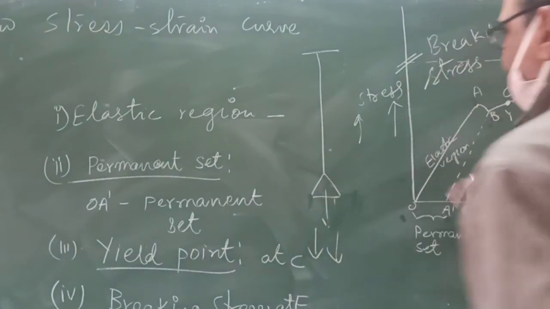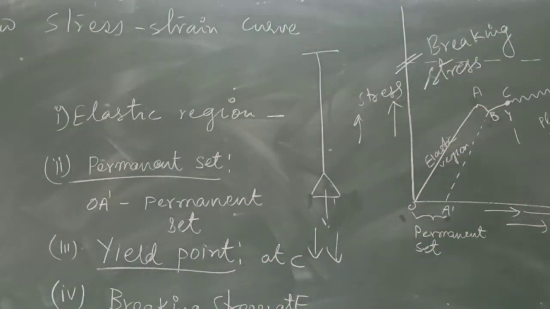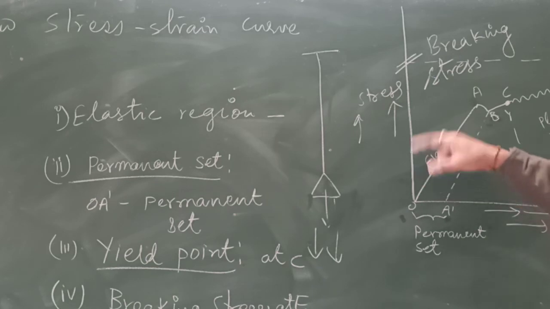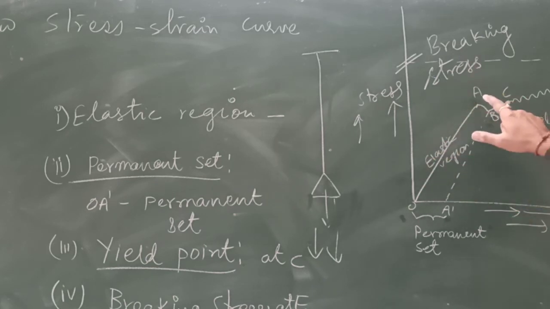Again I will explain to you. Let a wire be suspended from a rigid support and load is applied. When the stress is applied, strain is also produced up to the point A. If you unload the wire at point A, the wire follows the path AO. Means if stress increases, strain also increases, and if the stress decreases, strain also decreases. Means they obey Hooke's law, and that region of the graph is known as the elastic region.